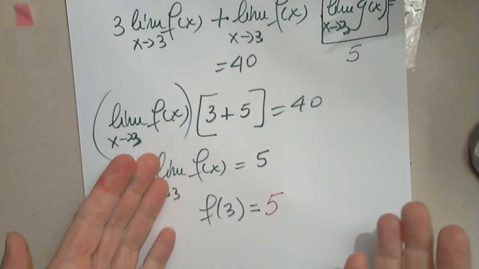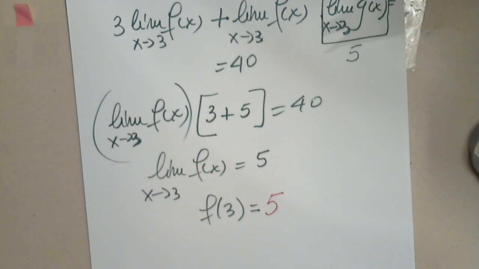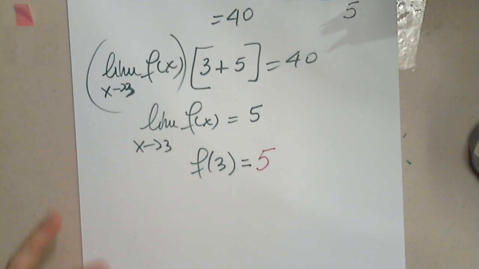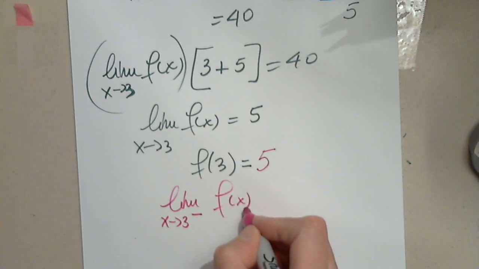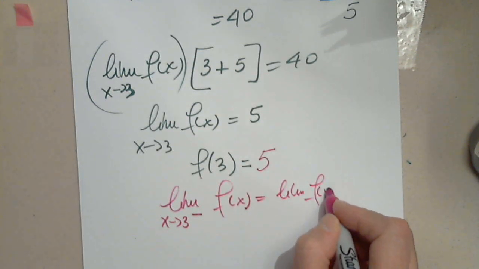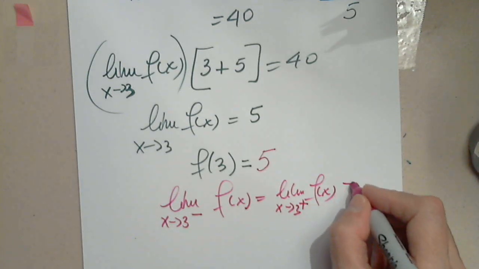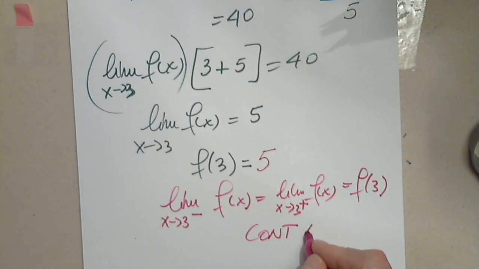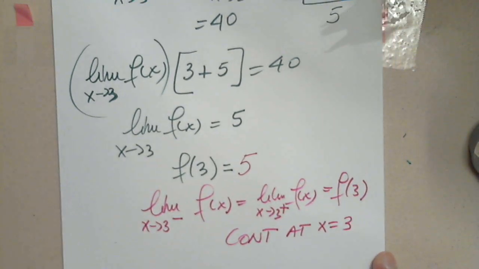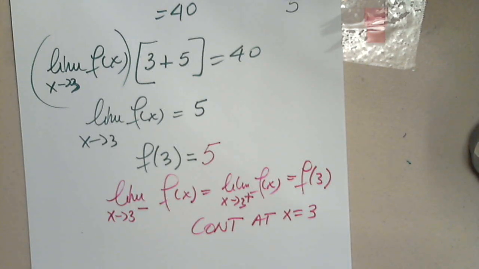Remember, the limit from the left and the limit from the right and the function value have to be the same. It's continuity at a point. So the limit as x approaches 3 from the left of f of x must equal the limit of f of x as x approaches 3 from the right, and must equal f of 3, because the function is continuous at x equals 3. So then all these have to equal 5. Otherwise the function will not be continuous at 3. Very good question. Awesome.